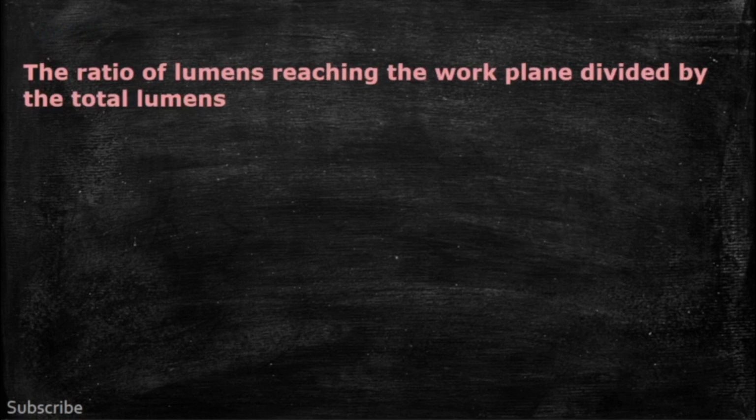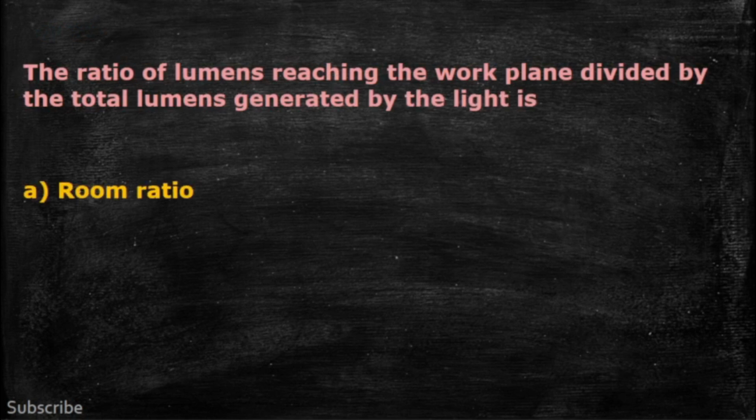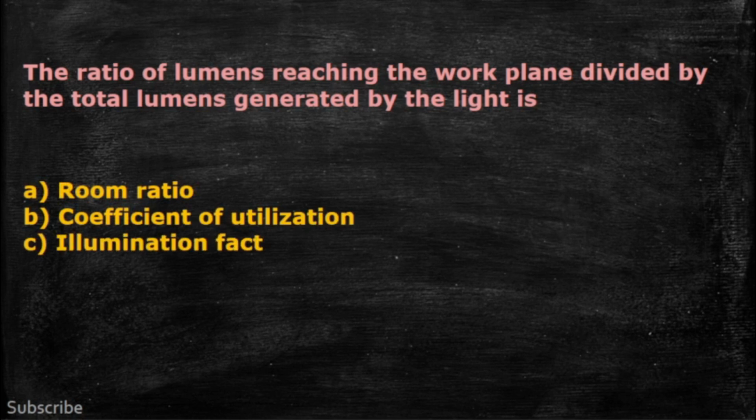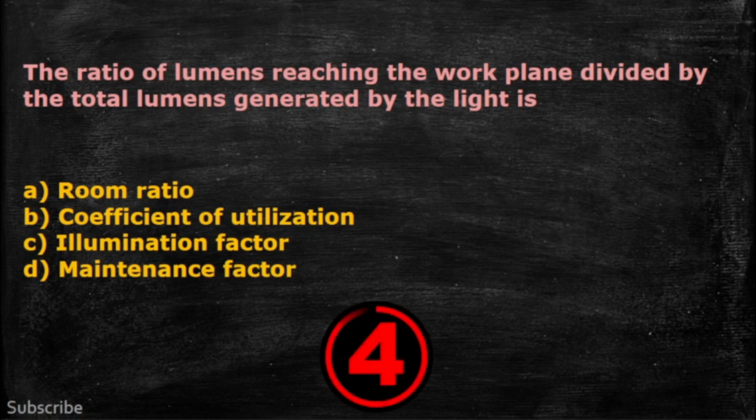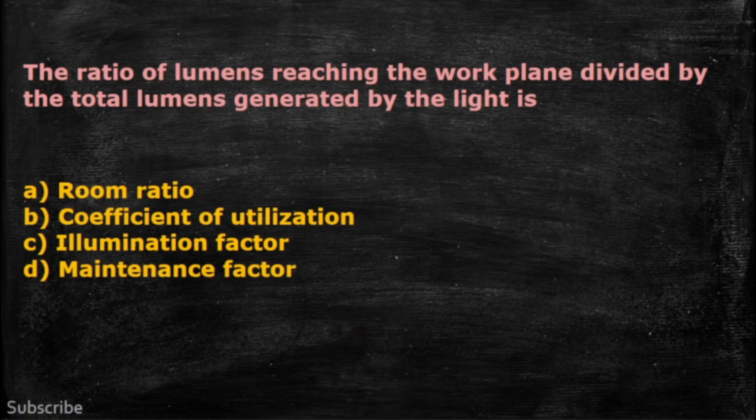Question number 8. The ratio of lumens reaching the work plane divided by the total lumens generated by the light is A. Room ratio. B. Coefficient of utilization. C. Illumination factor. D. Maintenance factor. The correct answer is letter B, coefficient of utilization.